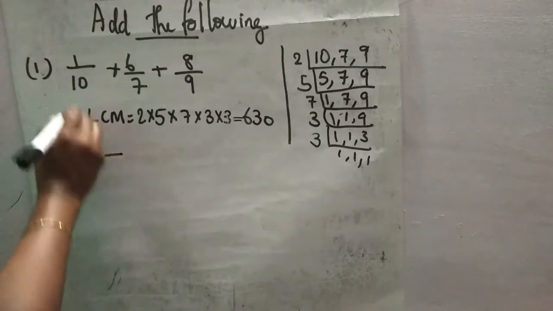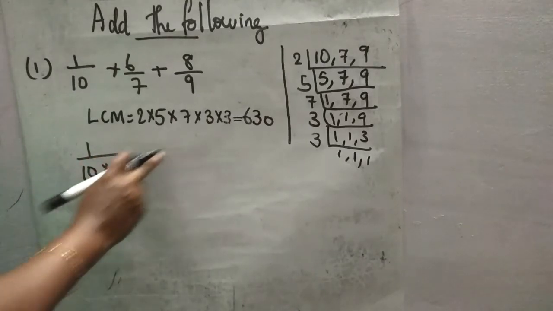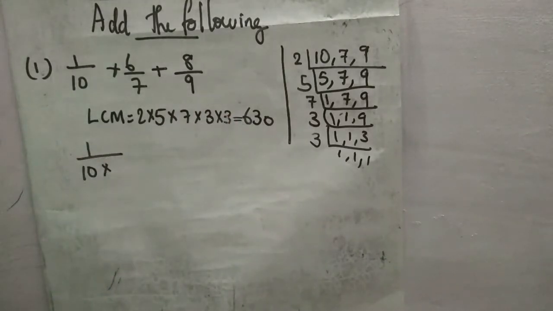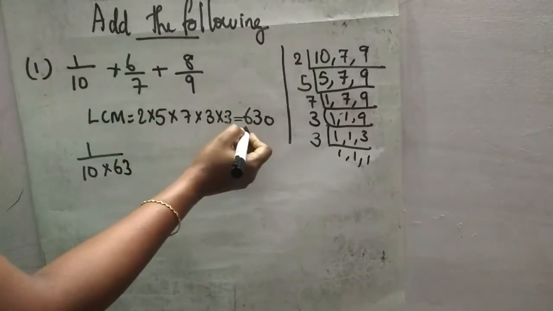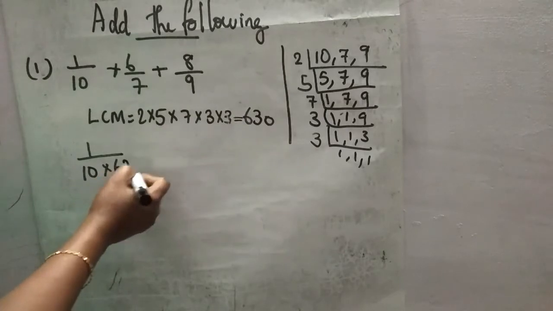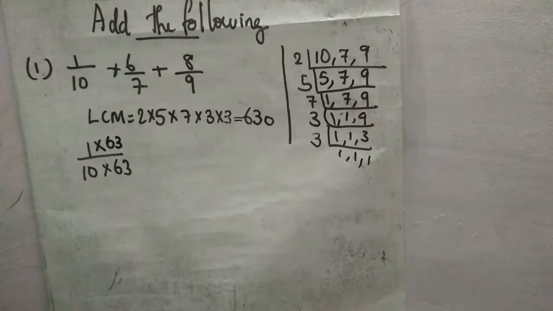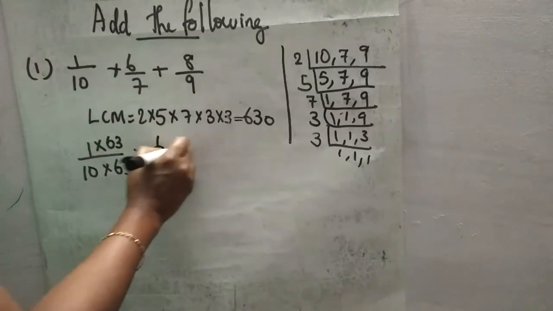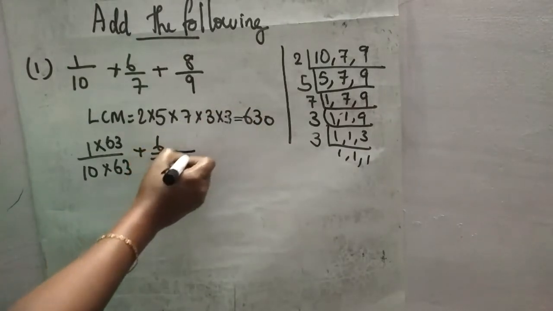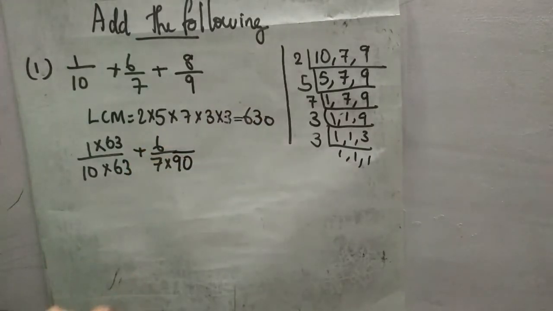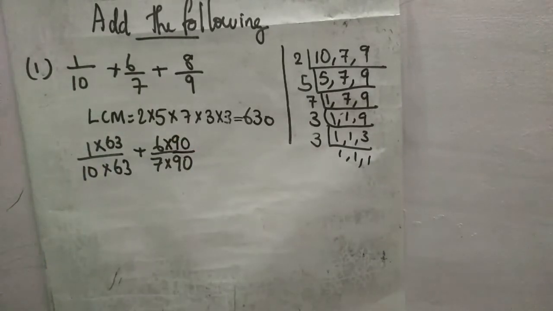How to convert? 1 by 10, into which number will you get 630? 10 into 63 you get 630. So multiply the numerator by 63. Then 6 by 7. 7 into which number will you get 630? 7 into 90 you get 630. Now you multiply this numerator also with 90.